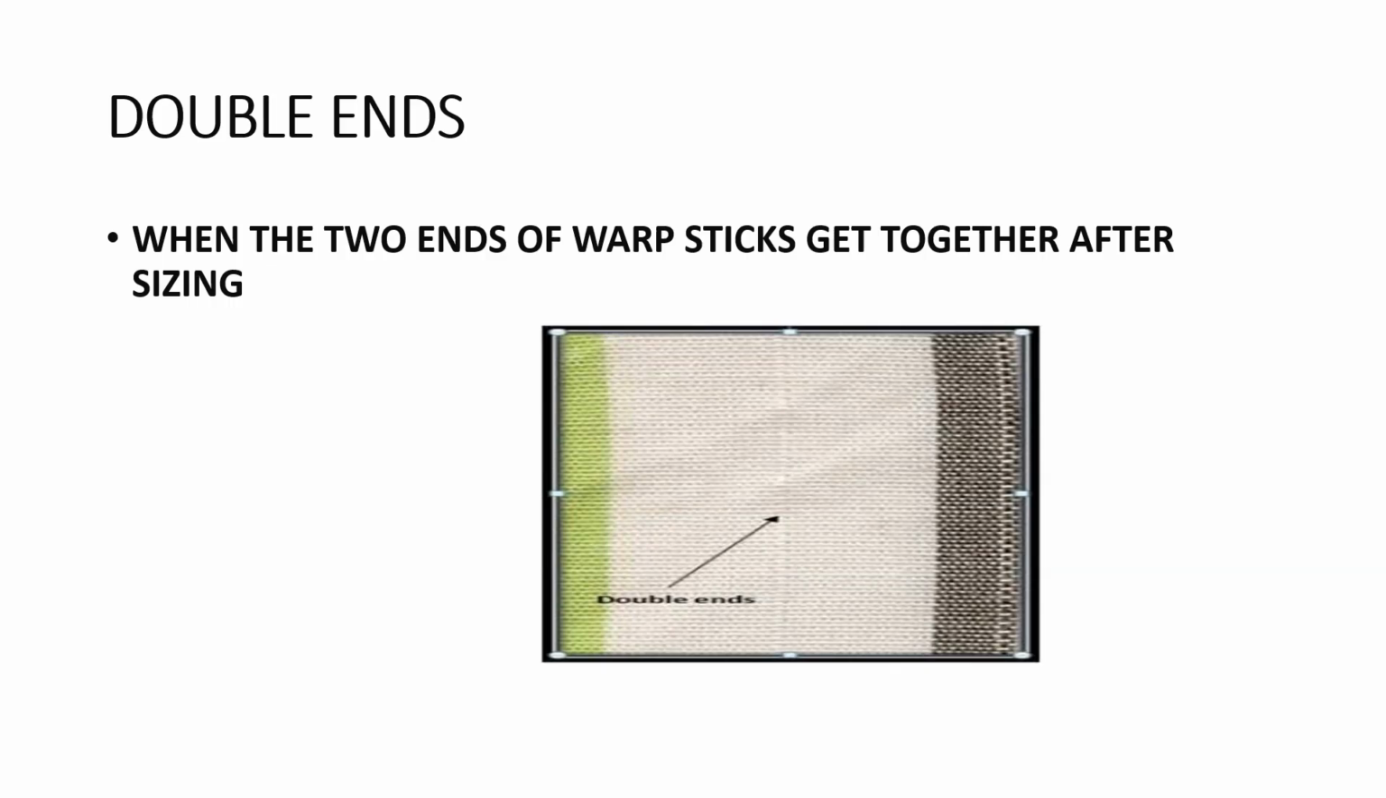So that is the double end we have talked about, where two ends of warp stick together and form this particular defect, and this again comes from the weaving department. So next time students, if you find such a defect in the warp direction, you can easily say this kind of defect has come from weaving, not from anywhere else.